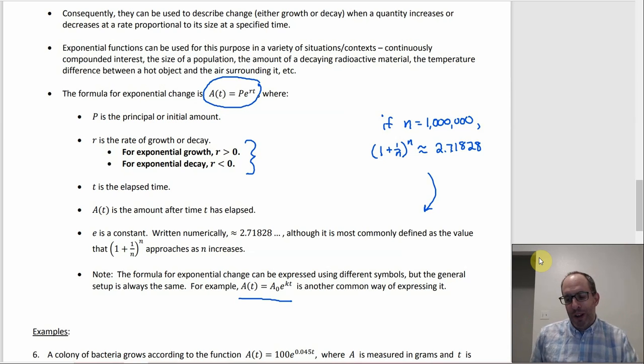So there are other common ways of expressing it, but I'm just going to stick with the P e to the r t. I think that's the easiest one to stick mentally. That's the one that always stuck for me, so it felt like the right one to go with.